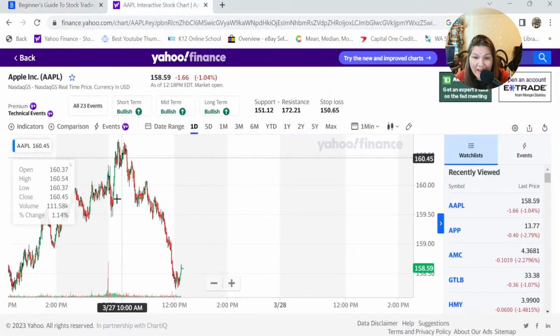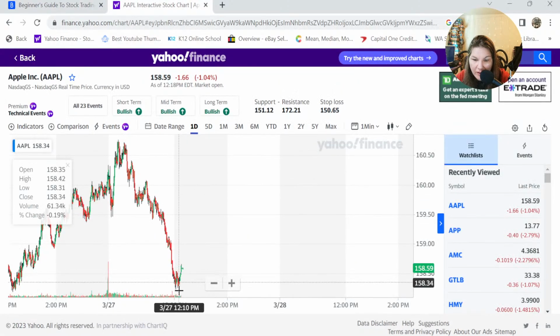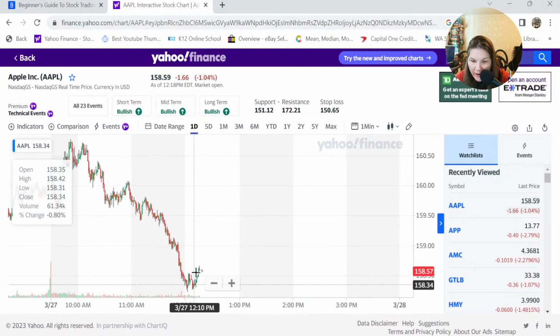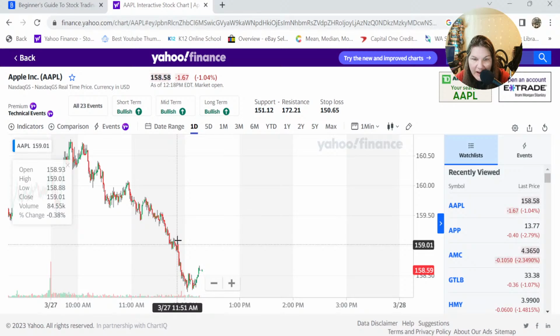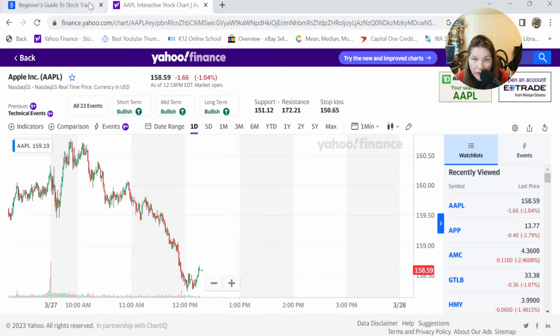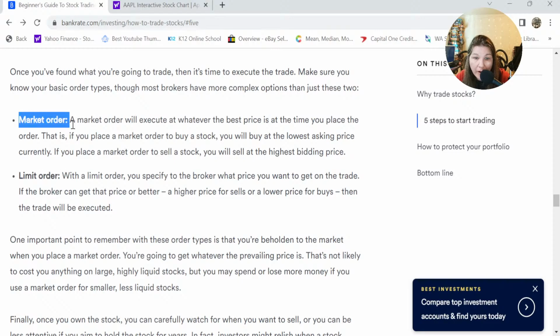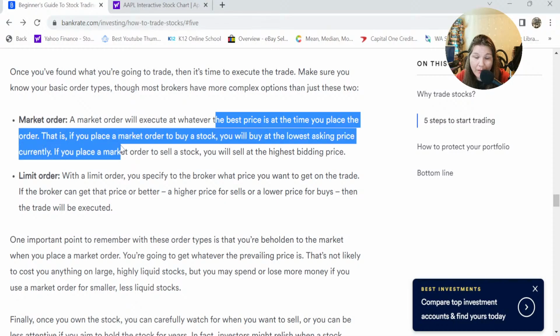You could also do it with selling. So if you bought it here at 150, you could say, oh, it's looking good here. Look at our stock going up. So you say, okay, if it goes all the way up to 159, I want to sell it. So you would use a limit order. That's the difference between a market order and a limit order. A market order is going to use the best price at the time of the order. A limit order will specify what price you want to pay or what price you want to sell it at.